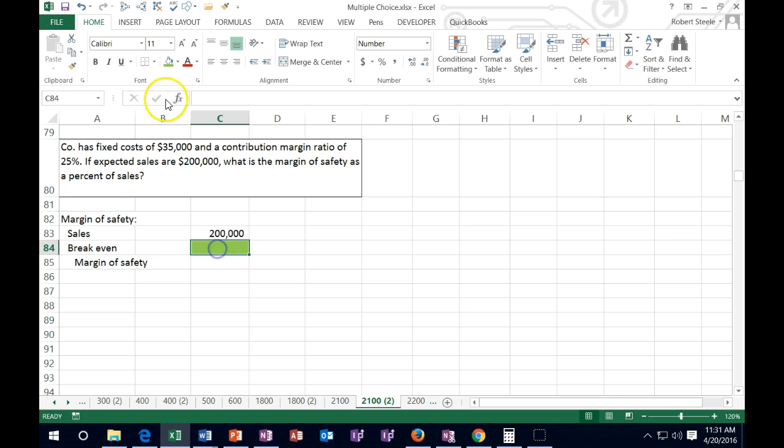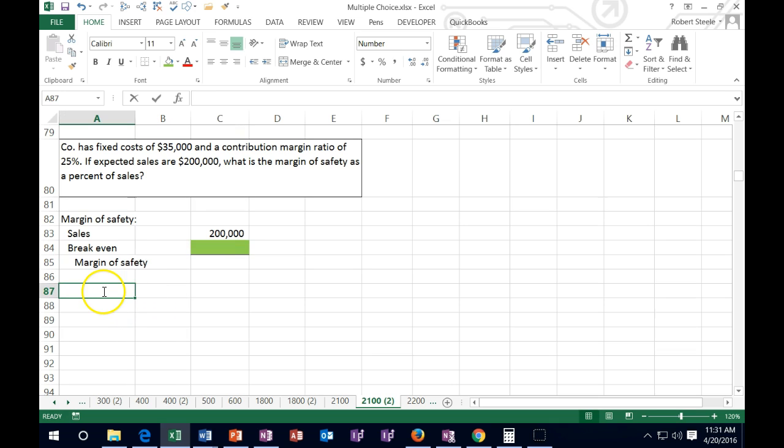Now, once we get that, then we need to get the percentage, and that will just be the margin of safety divided by the sales. That's how we're going to get margin of safety as a percentage of sales. So now we've got to figure out what the break even will be. How are we going to get the break even?